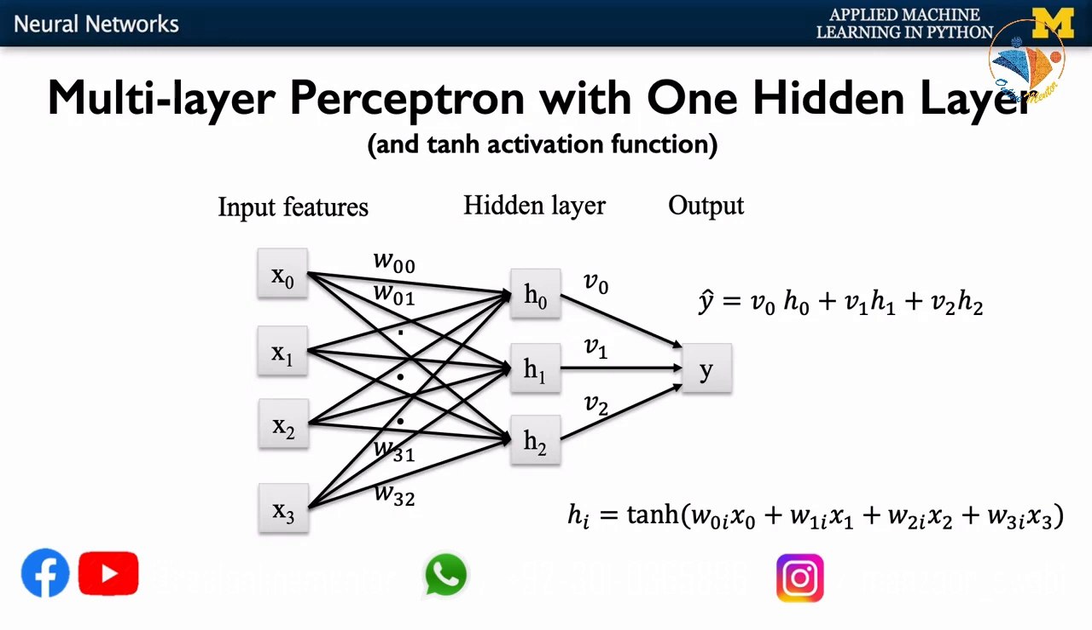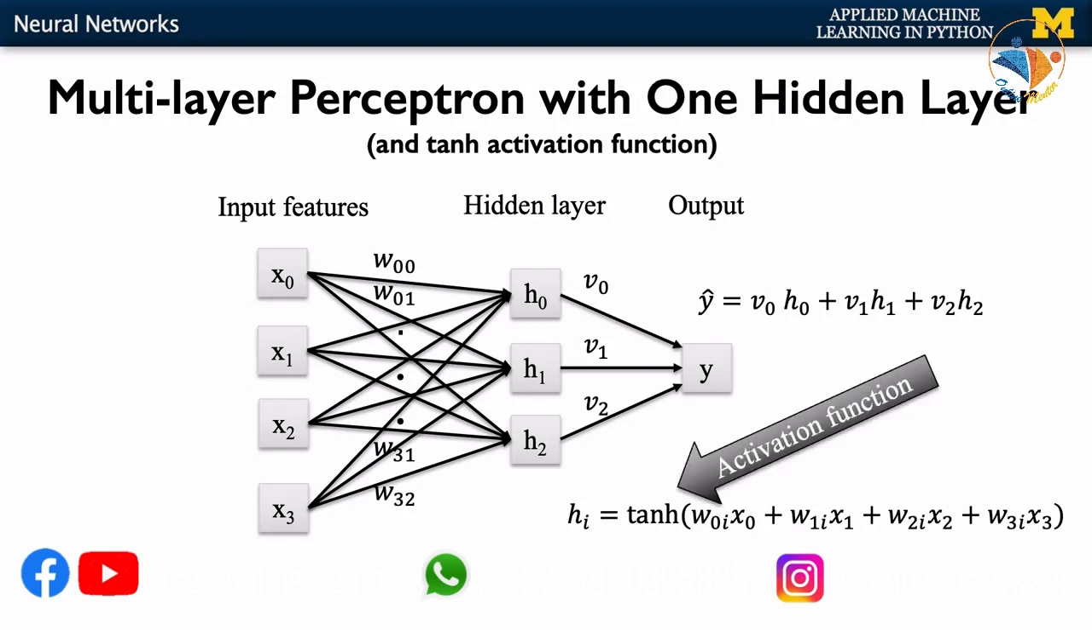These boxes within the hidden layer are called hidden units, and each hidden unit in the hidden layer computes a nonlinear function of the weighted sums of the input features, resulting in intermediate output values v0, v1, v2. Then the MLP computes a weighted sum of these hidden unit outputs to form the final output value y hat.